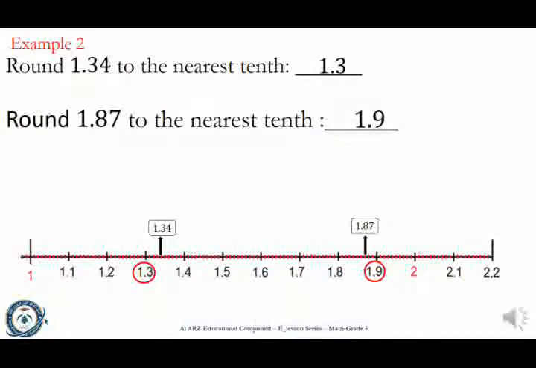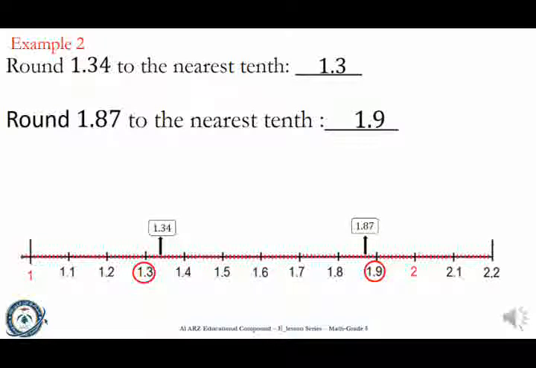Example 2. Round 1.34 to the nearest tenth. Now we have 2 digits after the point. The number line is divided in tenths, and each tenth is divided in 10 equal parts, so we have hundredths. First, put 1.34 on the number line.